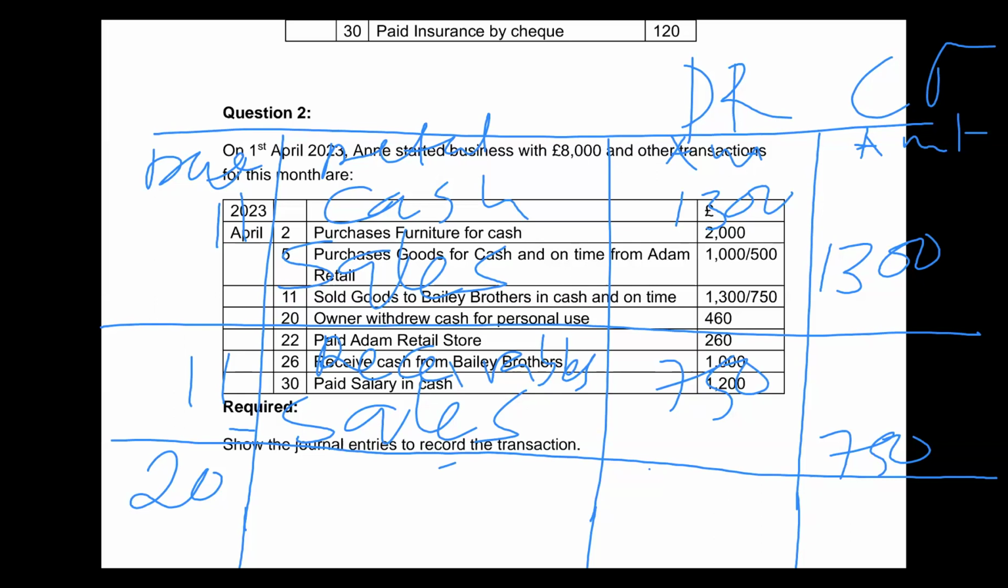Sir, I have a question now. Either way, the transactions are going on both the sides. You've noticed. So what's the point of doing this journal entry? That is what the question is requiring us. It is saying that show the journal entries.